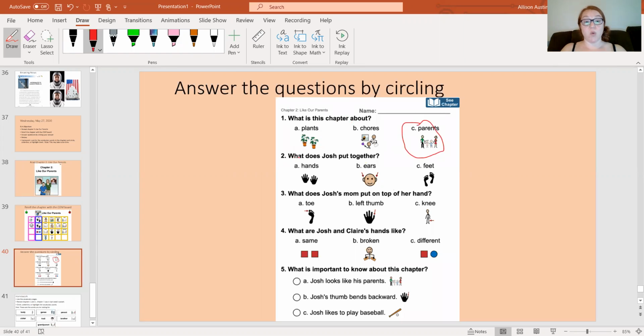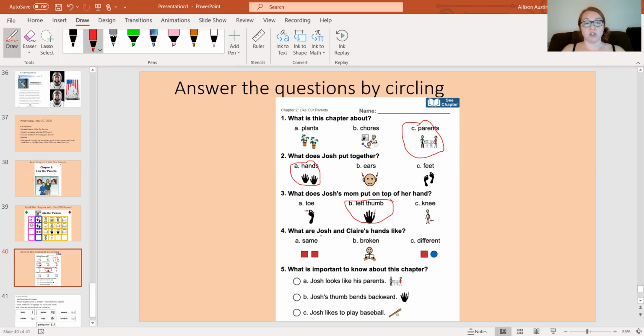Good job. What does Josh put together? Dad tells him to put what together? His hands, his ears, or his feet? Dad says, put your hands together. Good job. What does Josh's mom put on top of her hand? Her toe, her left thumb, or her knee? Well, if you have your hands together, most likely it's going to be your left thumb. So Josh and mom put their left thumb on top.